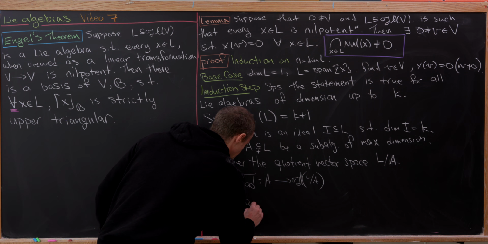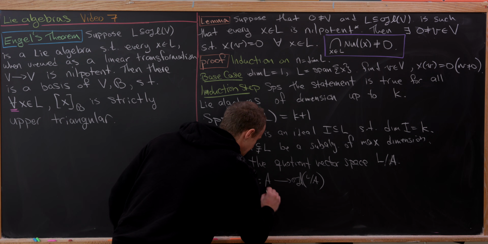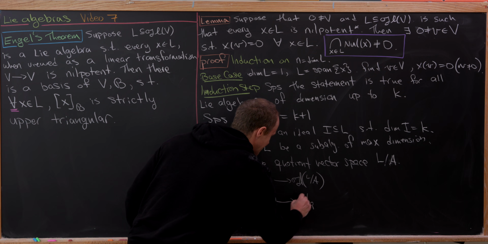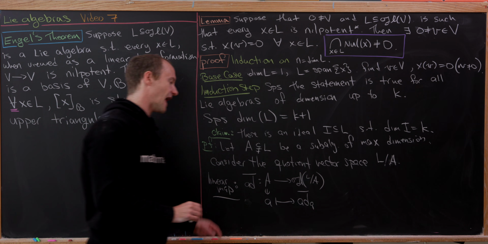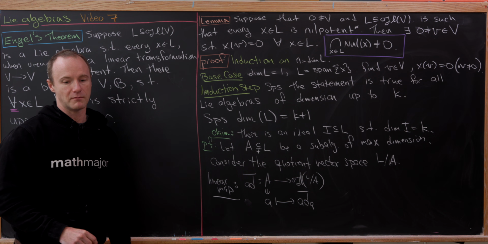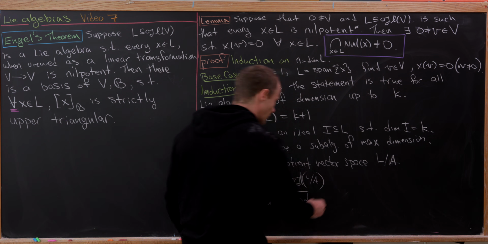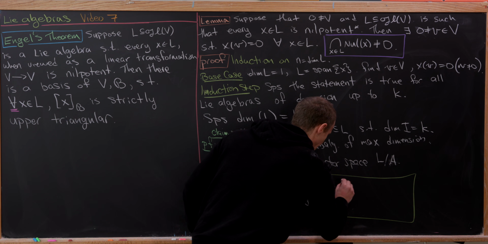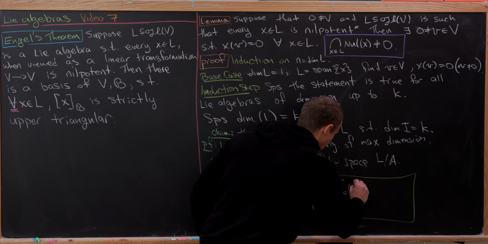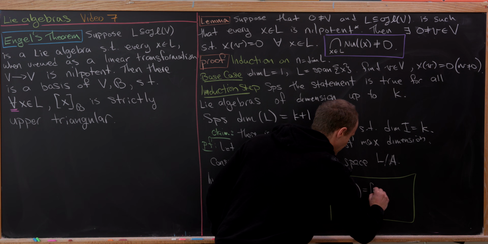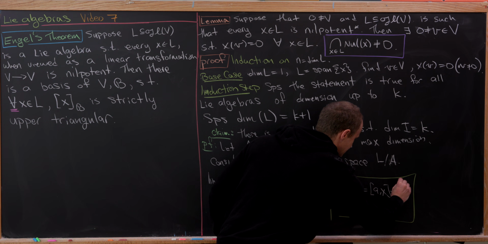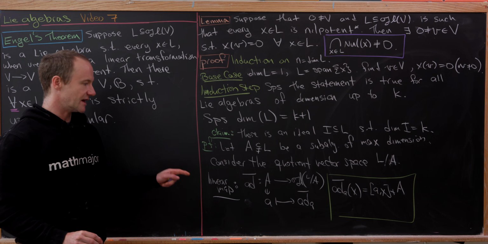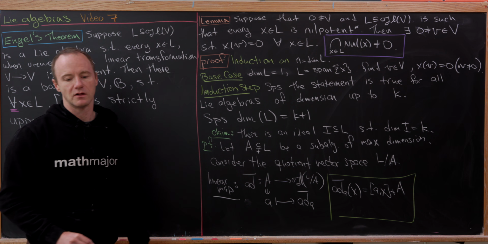Well, it's going to take an element a from A and send it to the adjoint action of a on the elements of L/A. So in other words, we have the following thing explicitly. So ad-bar of a evaluated at x will be the bracket [a, x] plus A. So that's what's going on inside of this GL(L/A).